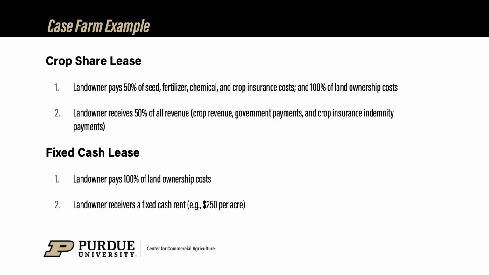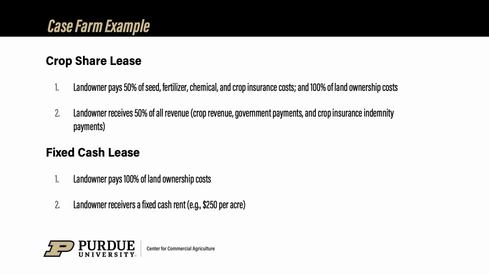Yeah, let's talk about the different leases here to make sure we understand what we're comparing. The crop share lease is a very traditional lease where the landowner pays 50% of seed, fertilizer, chemical, and crop insurance costs, if that's part of the equation, and then 100% of the land ownership costs. For that, the landlord receives 50% of all revenue. We talked about this before, but one of the problems with the crop share lease is many landowners don't like writing that check for seed, fertilizer, chemical, and crop insurance. And with the crop share lease, they have to do that. With the other two leases we're going to talk about, that's not necessary. But it is with the crop share.